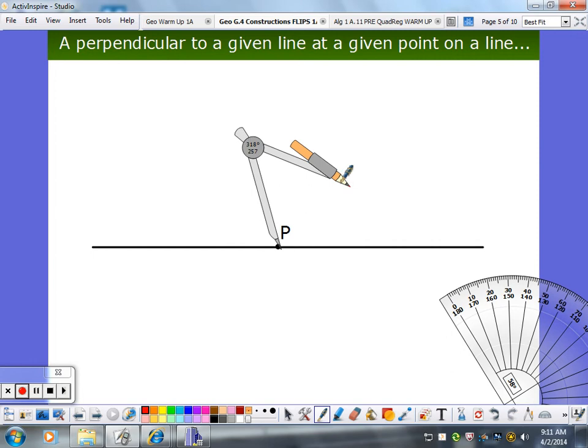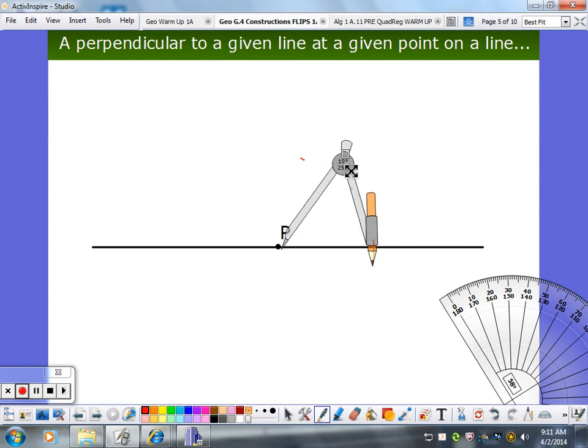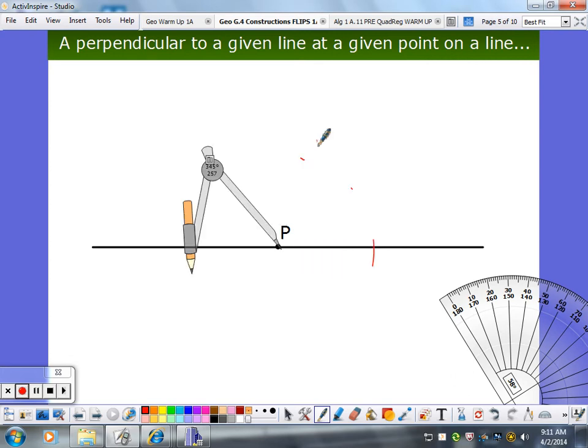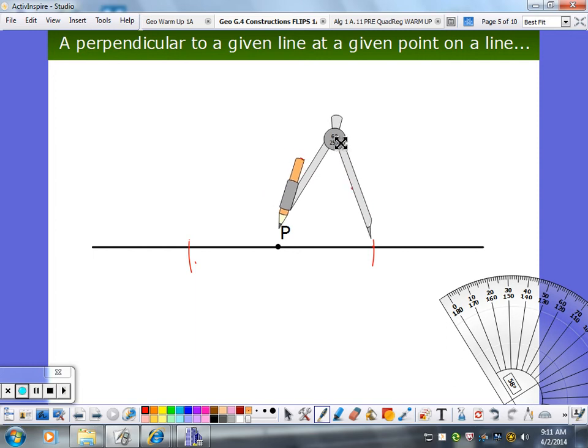You're going to open your arc a certain amount, and then you're going to make these little lines, and then turn it around and make the exact same distance, right? So don't change the opening, and you make an arc on each side. Use one of those examples, make an arc on each side. And then it becomes just like the one we just did.